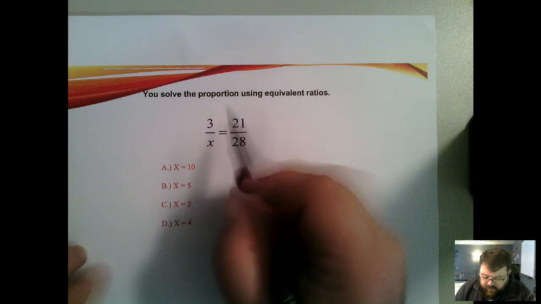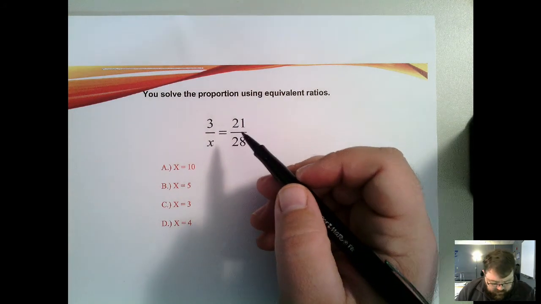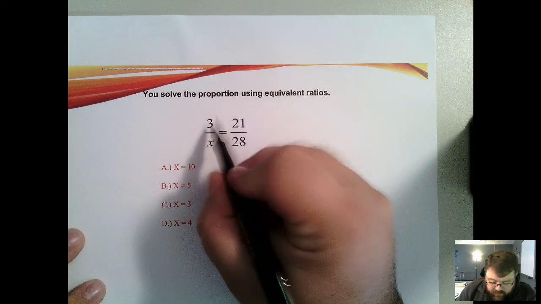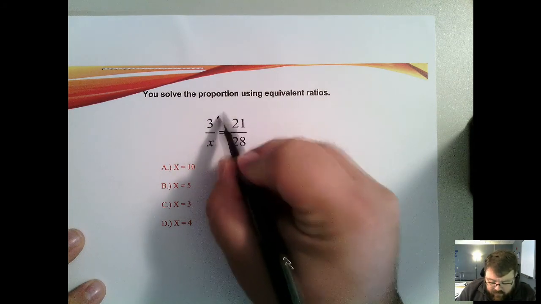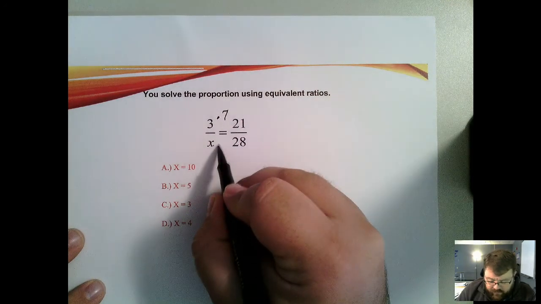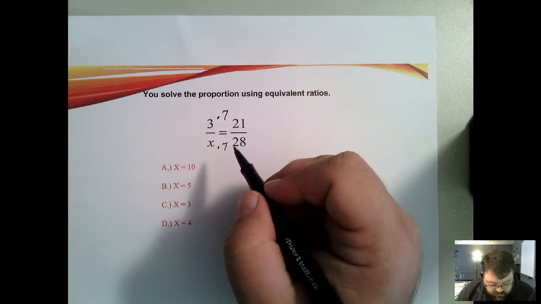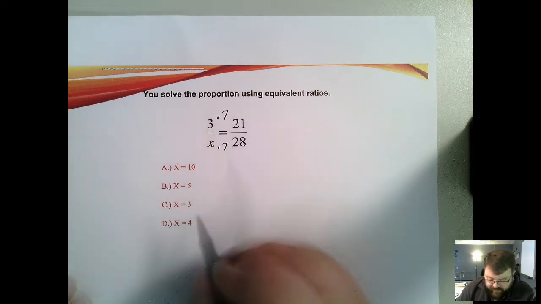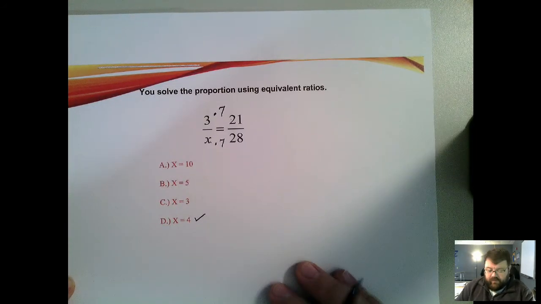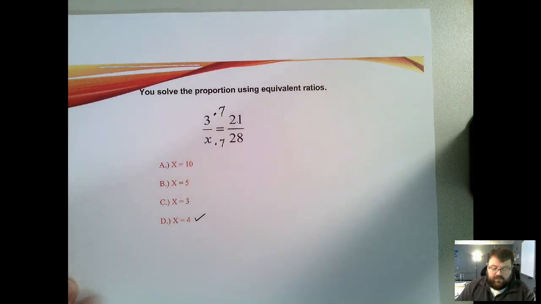All right, so for this one, you could have done scale factor if you wanted. So 3 times 7 gives you 21. So what number times 7 gives you 28? And that value is 4. If you did cross products, you would have done 21 times x, 3 times 28.